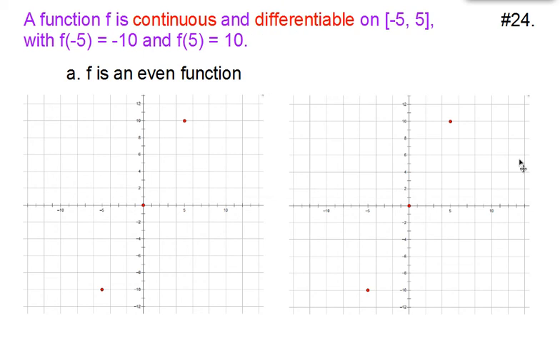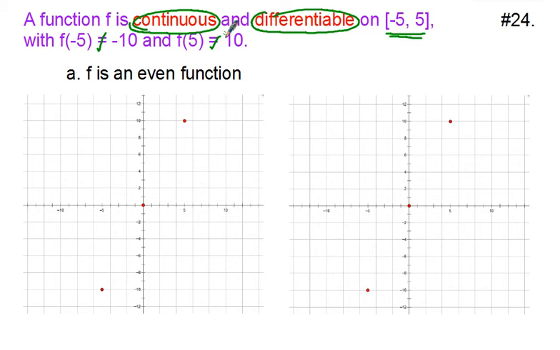Hi there. In this video, we'll look at problem 24 from the semester exam review packet. In this problem, we're told that a particular function f is continuous and differentiable on this interval, and we know that it contains this particular point as well as this particular point. We're given a whole list of statements, and we're supposed to figure out if those statements are always true, sometimes true, or never true. So let's take a look.